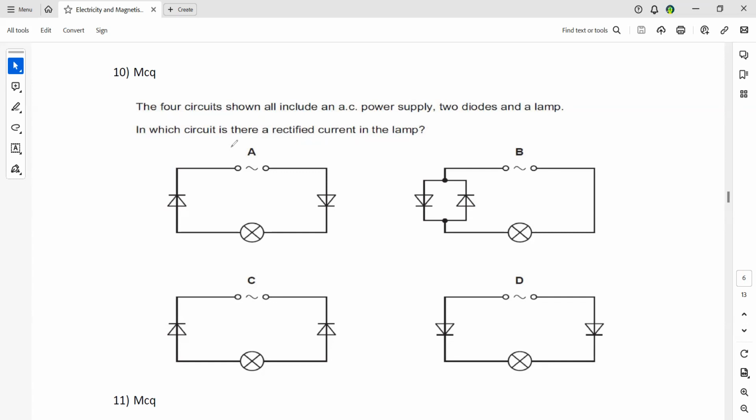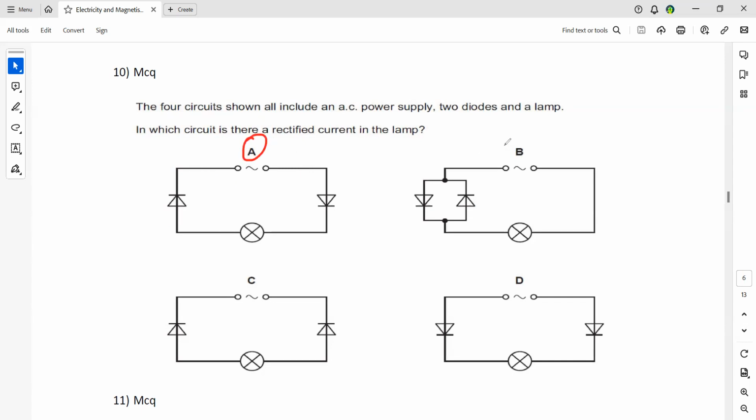So first, this is positive and negative. The current cannot move, as this diode will block. Then this is positive and negative. The current will move through the first diode, then through the second diode, so it will allow the current to pass. So in one way the current is passing, and in the other way it is not passing. So A is the right answer.